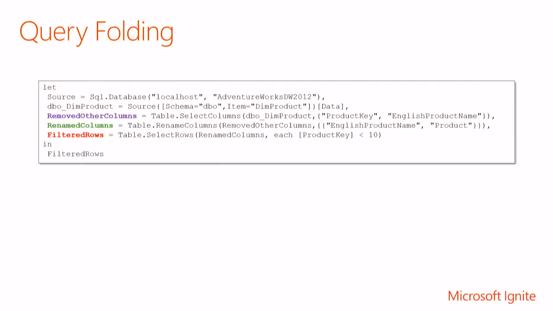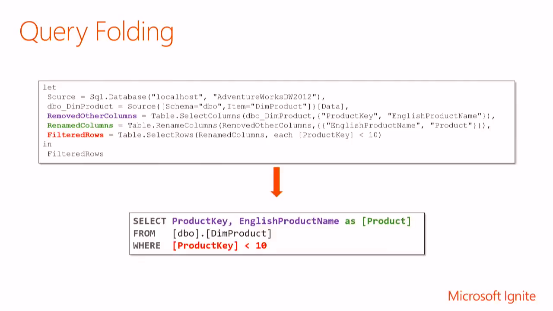At runtime, what happens is the M engine would look at this end-to-end and collapse it down to a single SQL statement. Right? So we call this query folding. Other people call it predicate pushdown or filter pushdown. But like I said, we try to push as much work as possible to the back end.